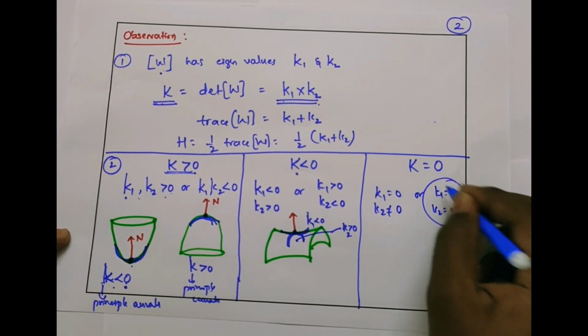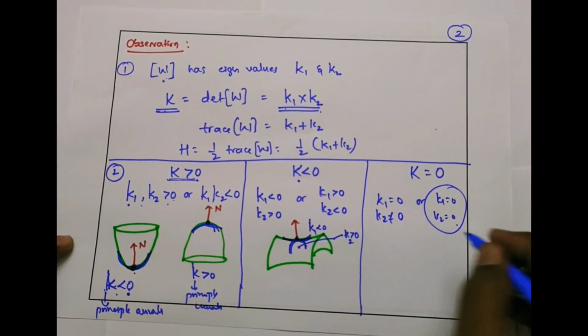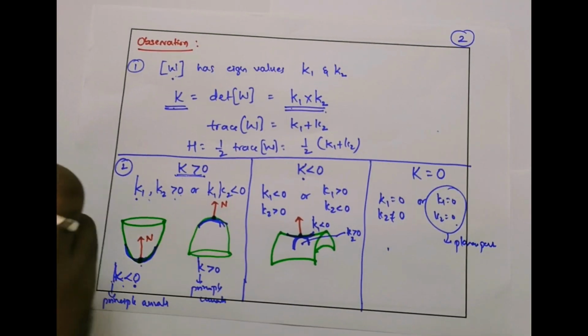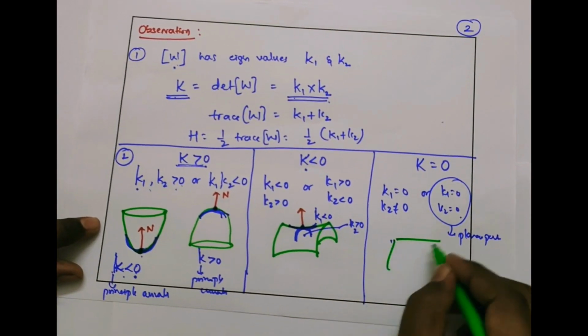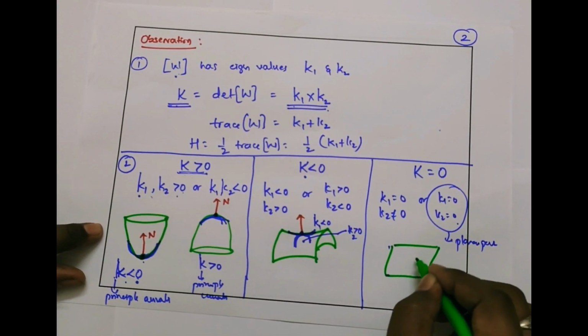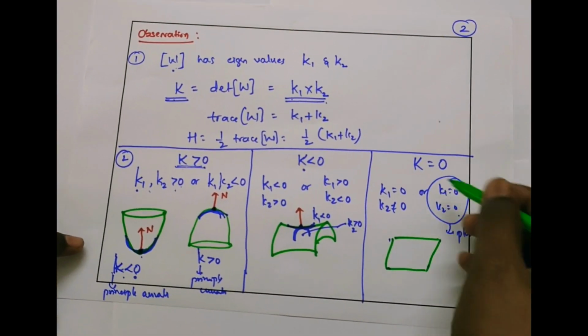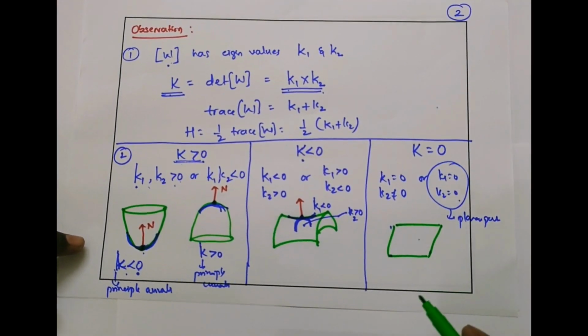What do we call a point where both the principal curvatures are 0? They are nothing but our planar points. That means if you consider any plane, and any point on it, the principal curvatures are 0, and thereby the Gaussian curvature at that point is 0.